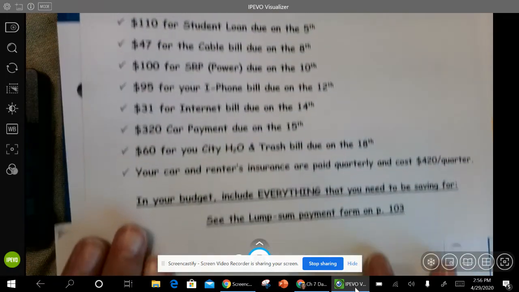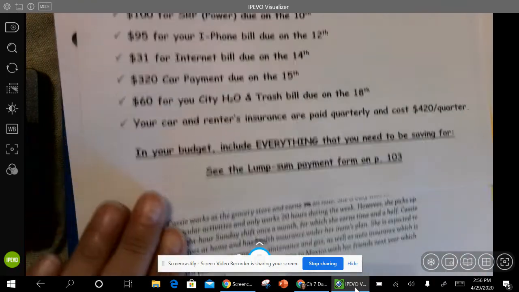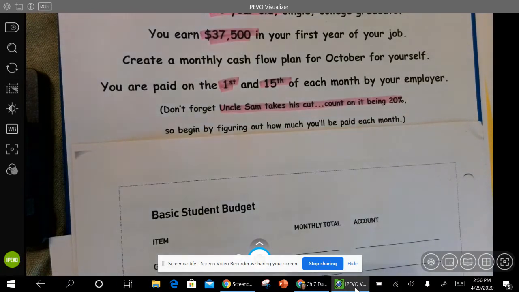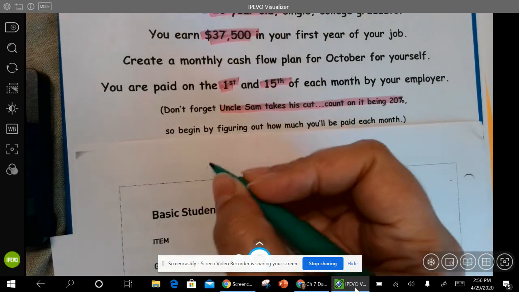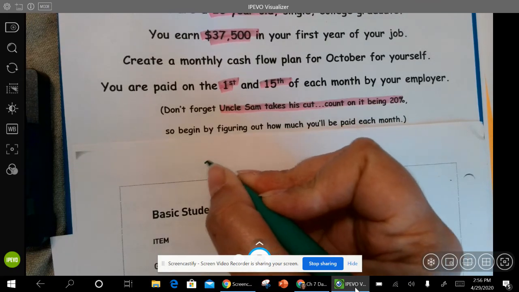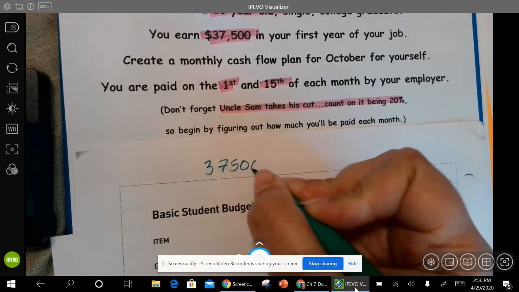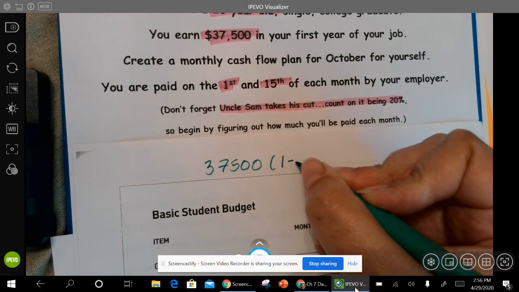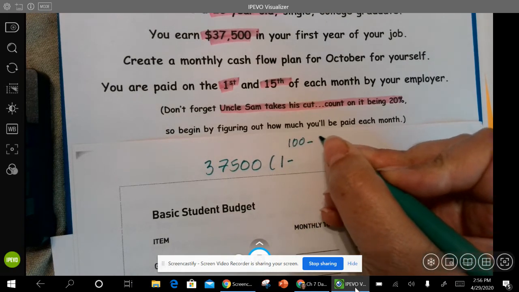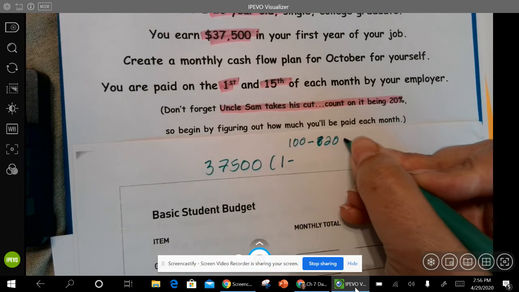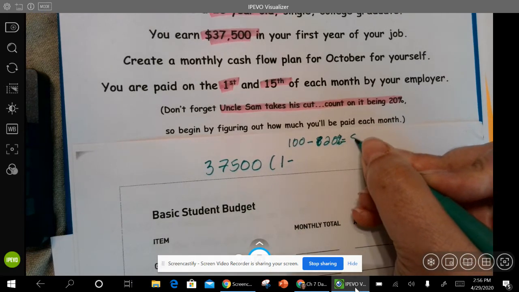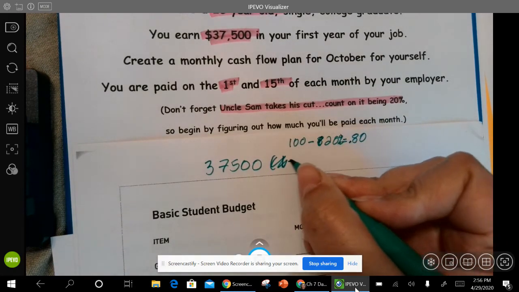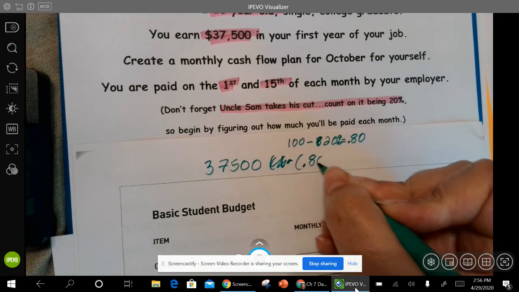Okay, so I have my budget. Let me put it in here. So we have that first part, that 3,600. Your goal is to have a zero balance. So we're going to take our annual income and subtract the taxes. So 100%, everybody, minus 20% gives us 80%. That's how much we are going to get. So I'm just going to show you, that times the 80%.